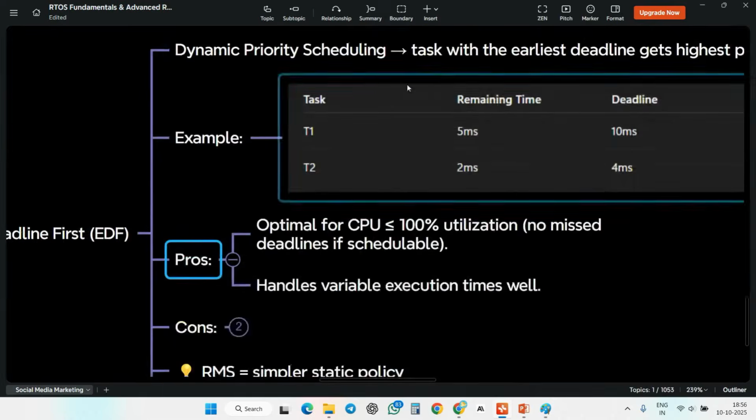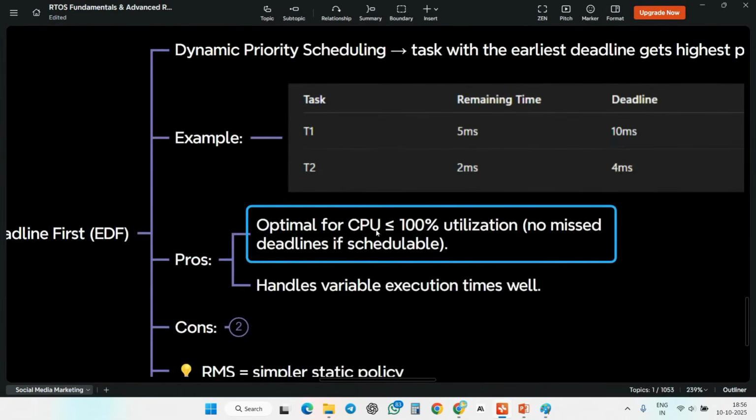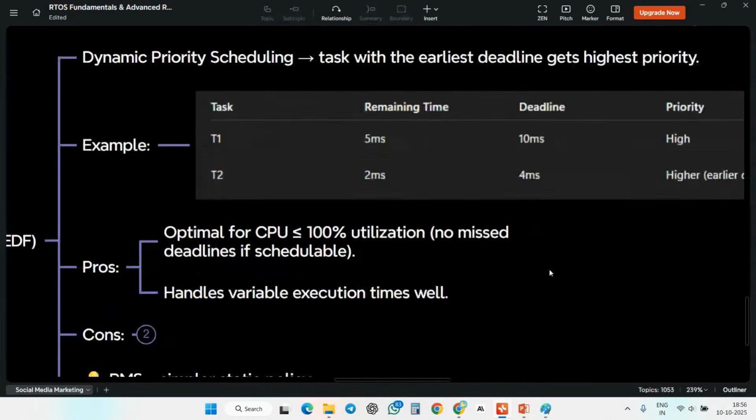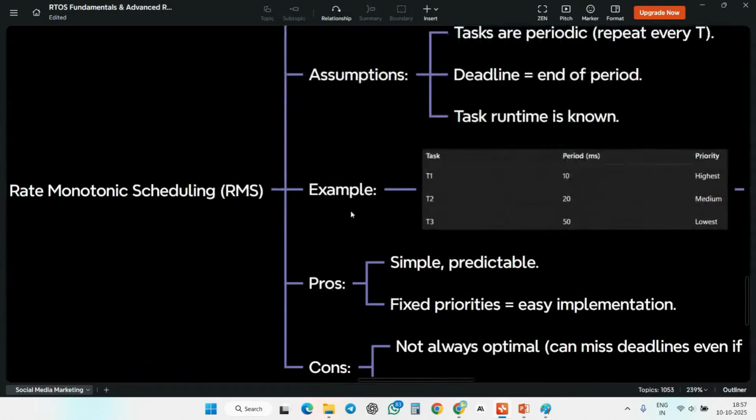And what are the pros? It is optimal for CPU utilization, and it does not miss the deadlines if it is schedulable, because it's not like a fixed one, guys.